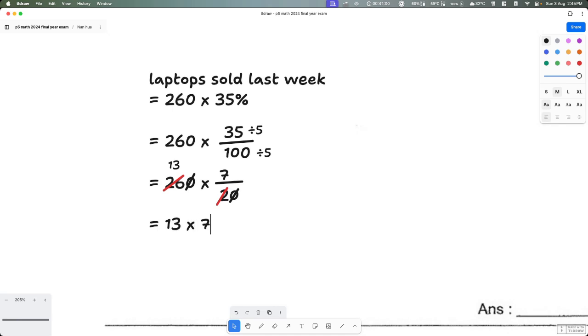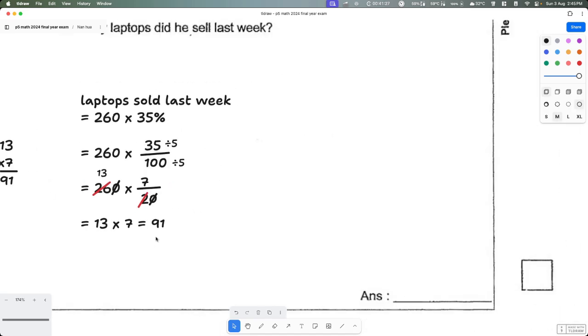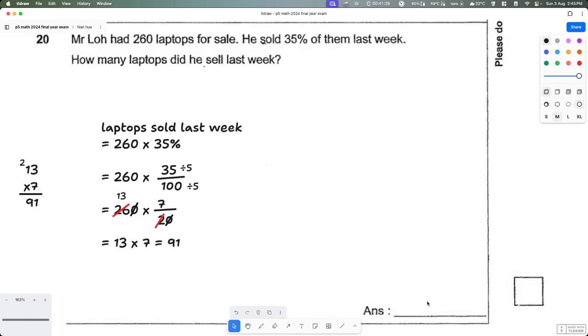13 times 7. Okay, so this should be 91. If you were to use some workings, times 7 over here, right? So this should be, let me draw a line. 7 times 3 is 21, so we put 1, okay, and then we put 2 here at the top. 1 times 7 is 7 plus 2 will be 9, so 91. Okay, correct. So the answer should be 91 for question 20. 91. All right. Okay, let's move on to the next question.